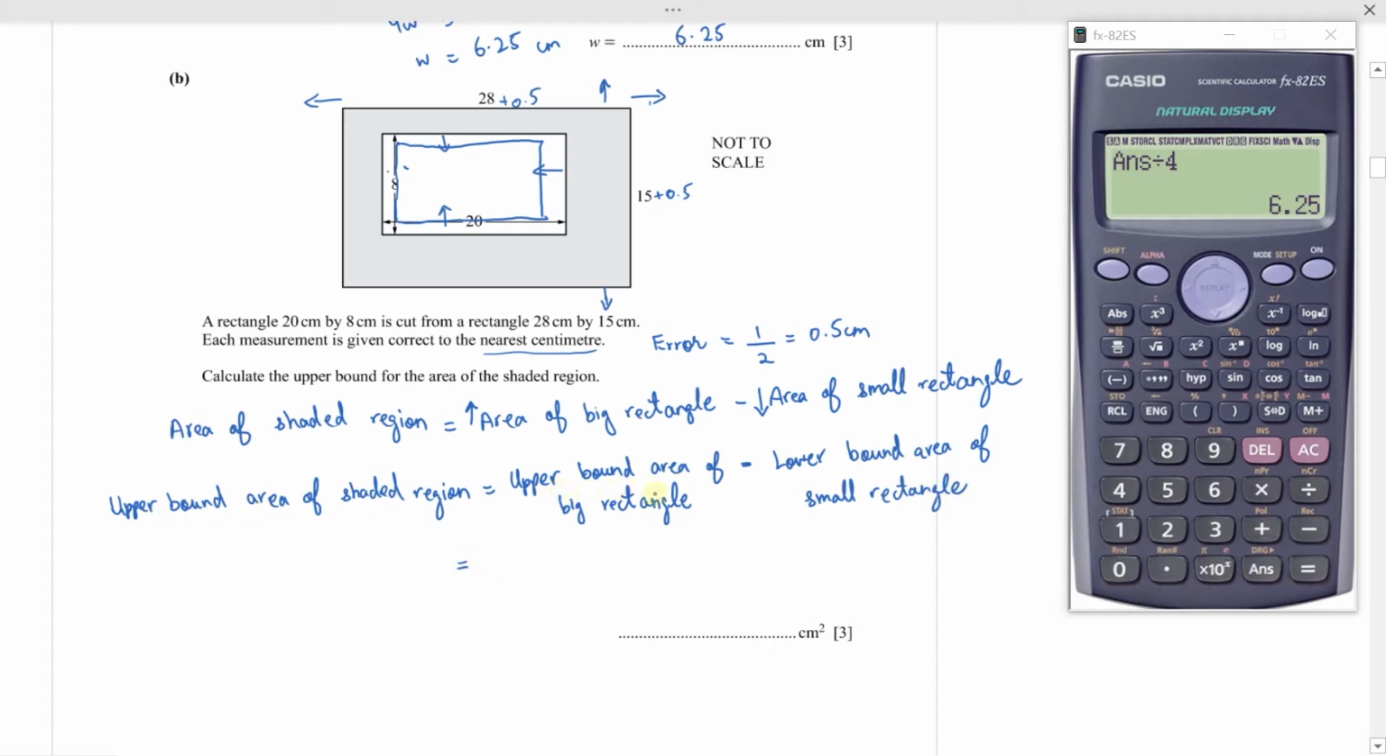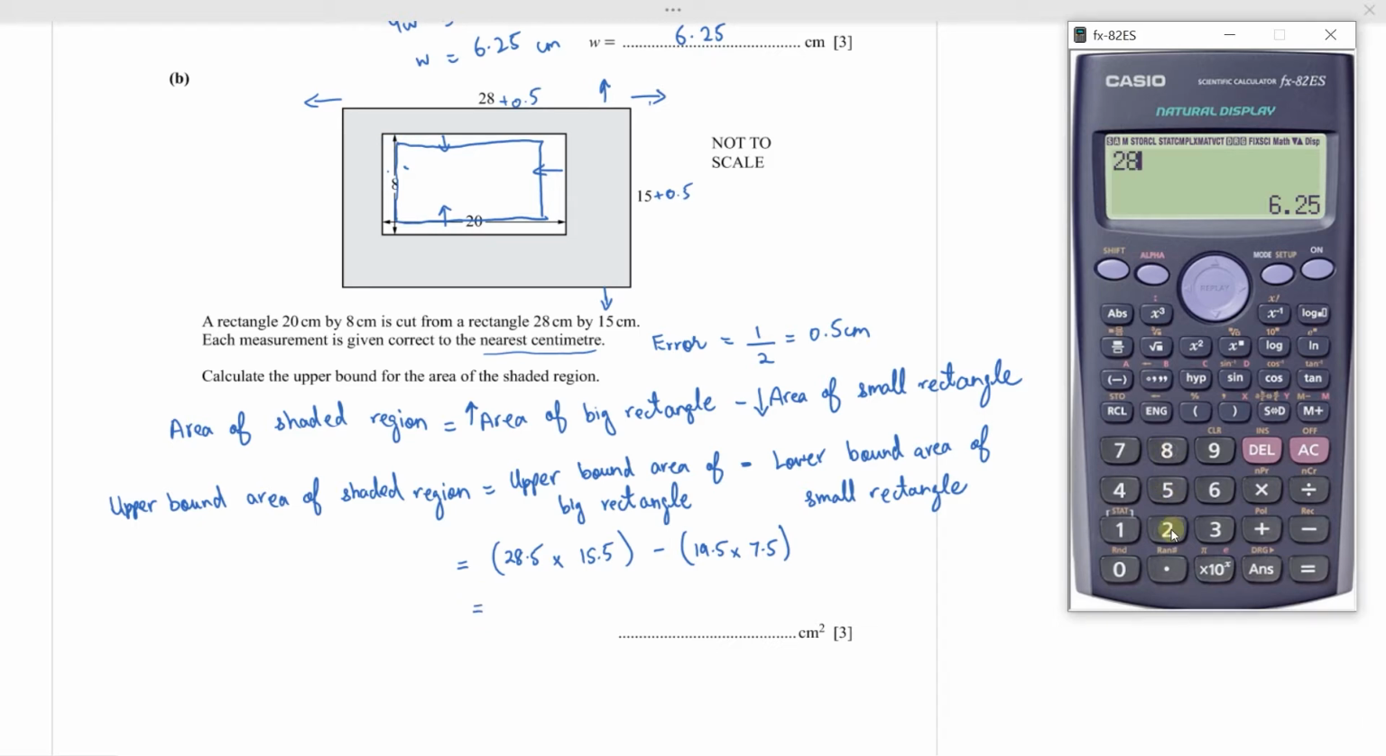So to find the upper bound area of the big rectangle, my length will be 28.5. I will add the error value to take the upper bound of the length. Similarly, I will add the error value to take the upper bound of the width for this larger rectangle, and then minus the lower bound. The length will be 19.5, so 20 minus 0.5, and then 8 minus 0.5 will be 7.5. So length into the lower bound for the width. So now this will be the largest possible area of the bigger rectangle, and this will be the smallest possible area of the inner smaller rectangle.